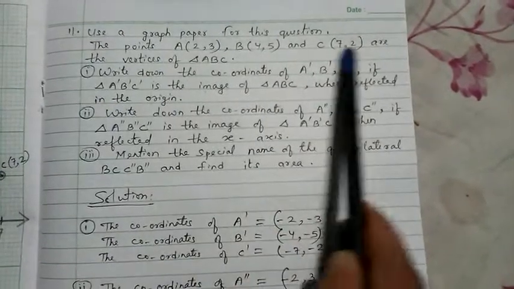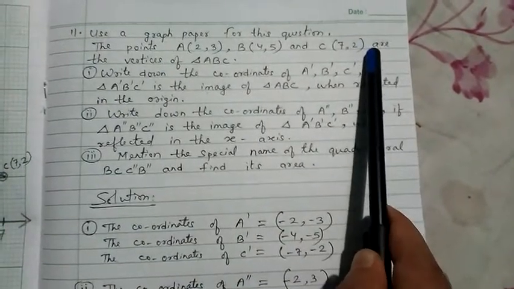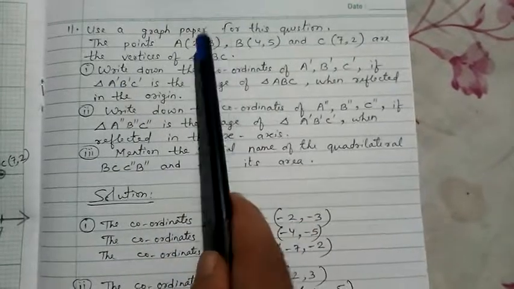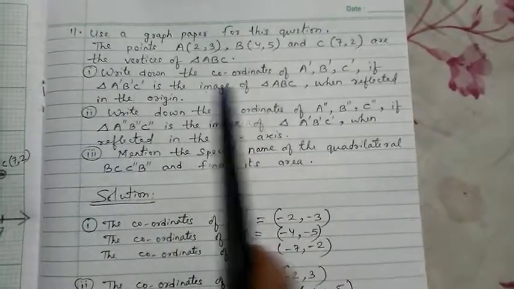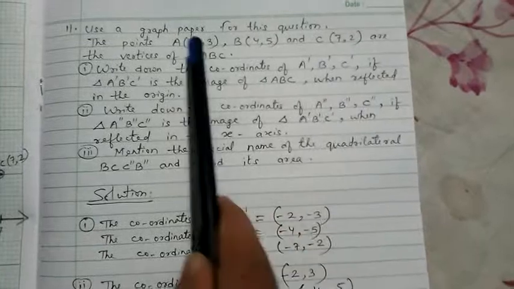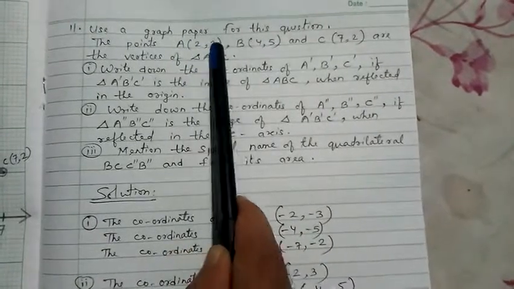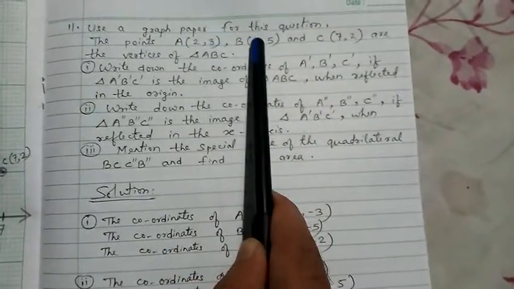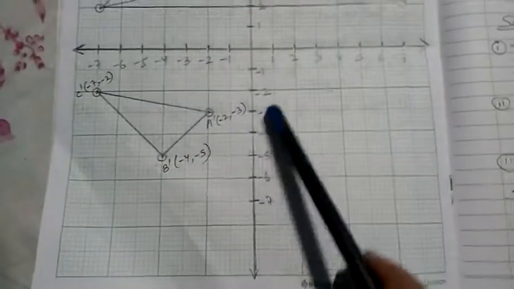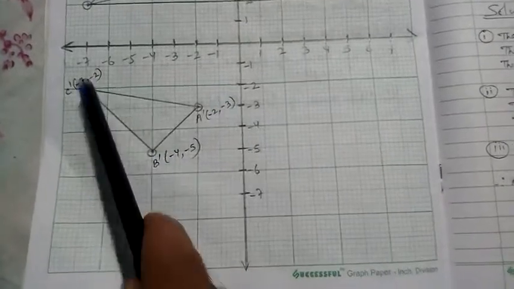Now this ABC will be reflected in the origin and its name will be A dash, B dash and C dash respectively after reflection. Origin means both the values will change: minus 2, minus 3 will become 2, 3, and minus 5, minus 7 will become 5, 7 with signs reversed. So you can see I have done A dash, B dash and C dash.